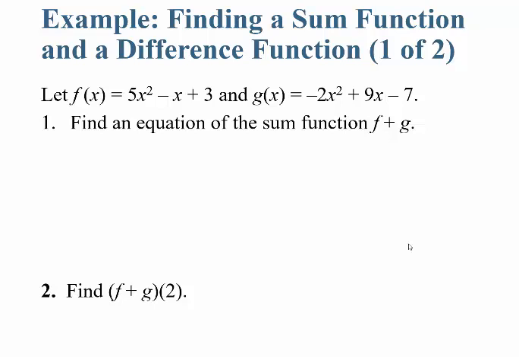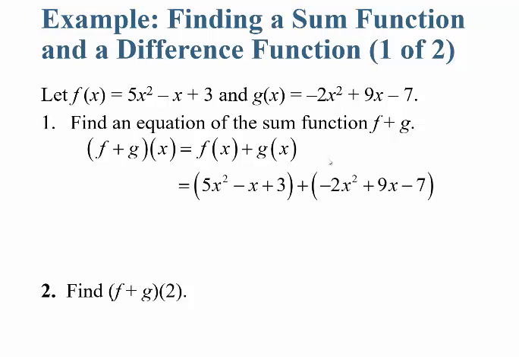So let's do this. Let's let f of x be the quadratic function 5x squared minus x plus 3, and g of x also be a quadratic function of minus 2x squared plus 9x minus 7. So I want to find the equation of the sum function. So f plus g of x, you're just going to take the first function and add it to the second function, like so.